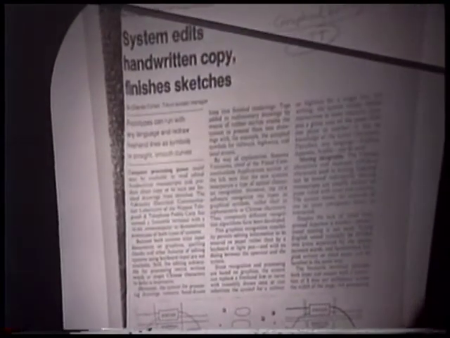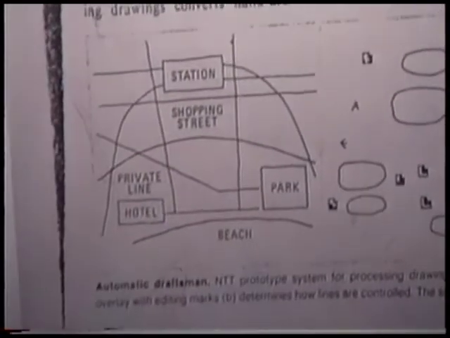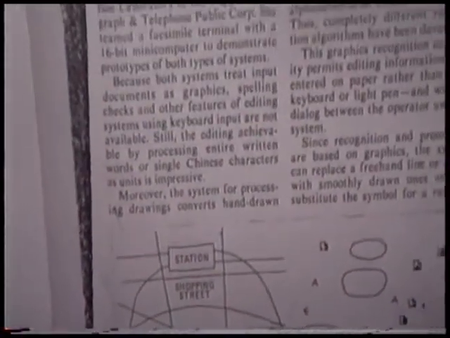This is a 1982 article from Electronics, a rather large circulation journal, on a system developed in Japan called an automatic draftsman, which would take freehand sketches and turn them into real architectural drawings. Sketch recognition. This is Micropad, another company from the UK. Small unit.